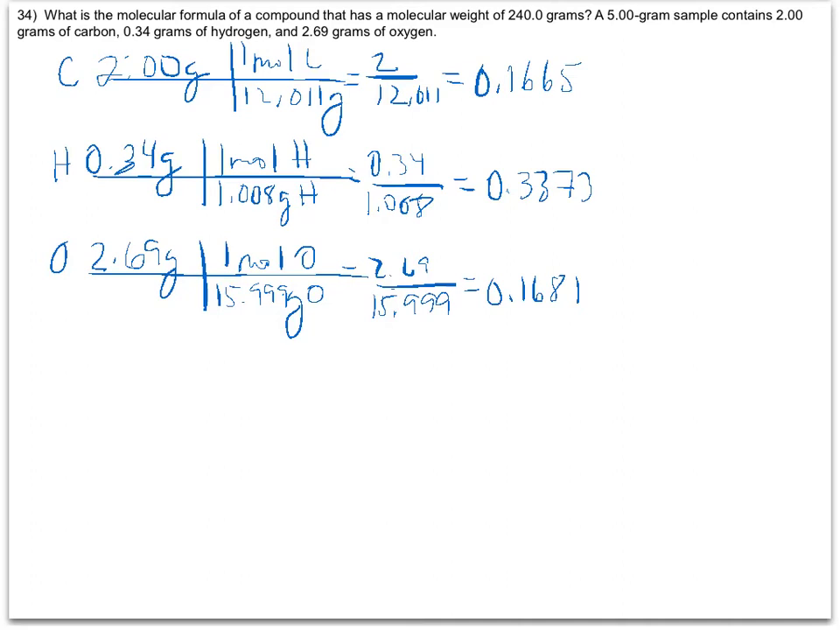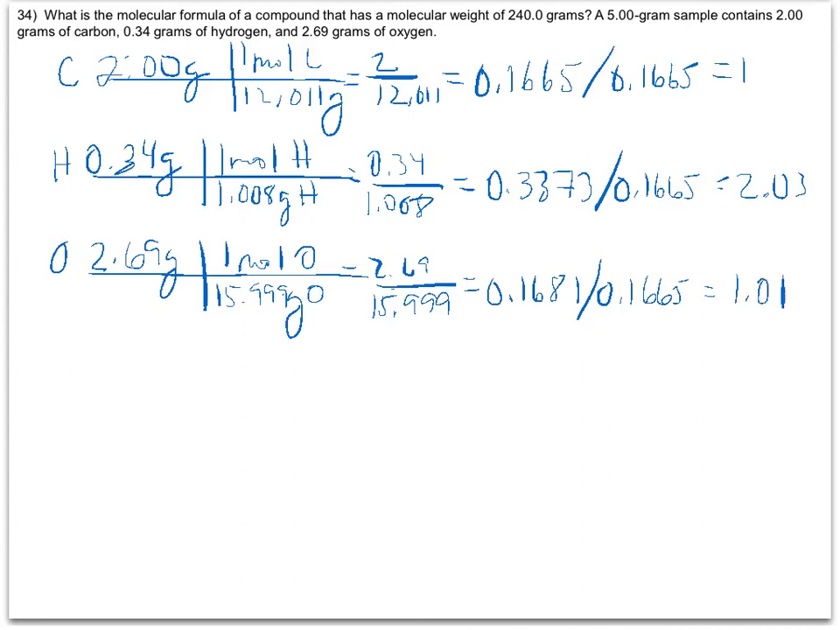So then the next step is to divide by small, which means everything has to be divided by 0.1665. So obviously this is 1. 0.3373 divided by 0.1665 gives us 2.03, and 0.1681 divided by 0.1665 is 1.01.